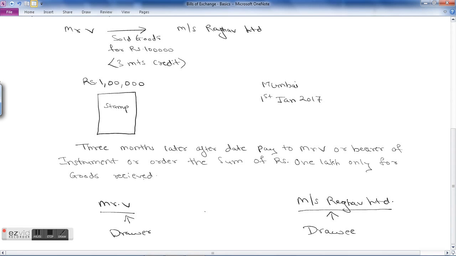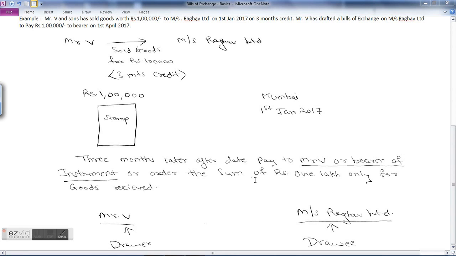The third party is the payee. The payee is the person to whom the amount needs to be paid. In this case it may be Mr. V, or the bearer of the instrument, or any person to whom the amount needs to be paid. Now let's understand what benefit Mr. V and Sons has got by getting this bill of exchange signed. This bill of exchange is a legal instrument.